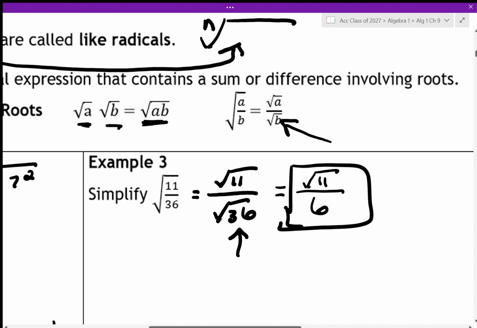Remember, the first rule is that if you can break something apart, you can. So the 11, we can't break it apart because 11 is a prime number. So rule number 1 is taken care of. Rule number 2 is that you can't have a fraction inside the root, and we don't have a fraction inside the root. And rule number 3 is that you can't have a root in the denominator, and we do not have a root in the denominator. So that's it. That's example 3.